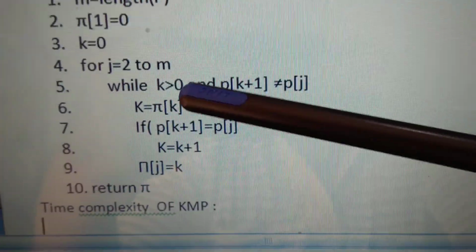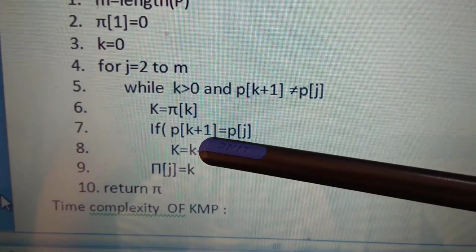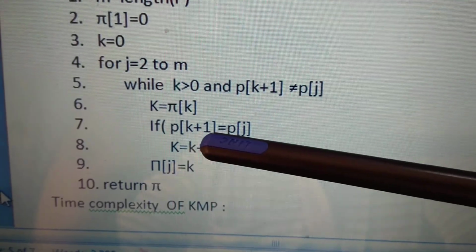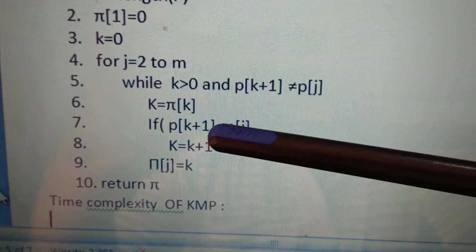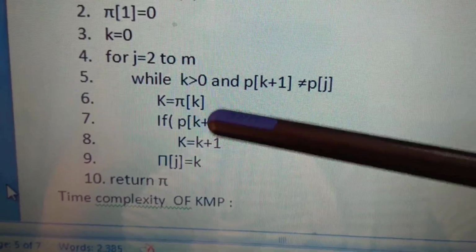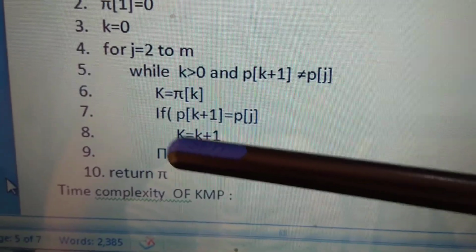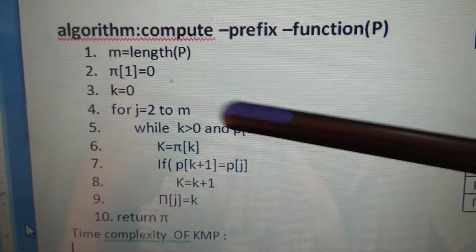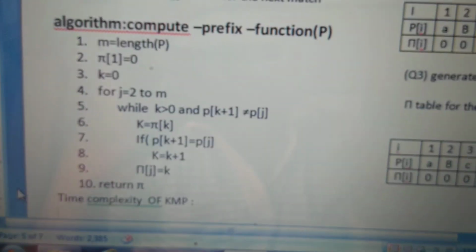This is the for loop we use to increment the repeated character value, the pi value, and assign it to the pi table. So finally this loop is used for generating the pi table. So this is the general algorithm for KMP.